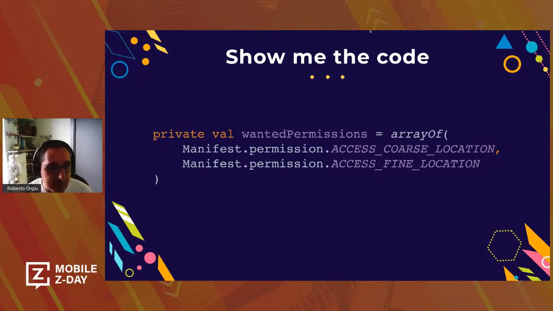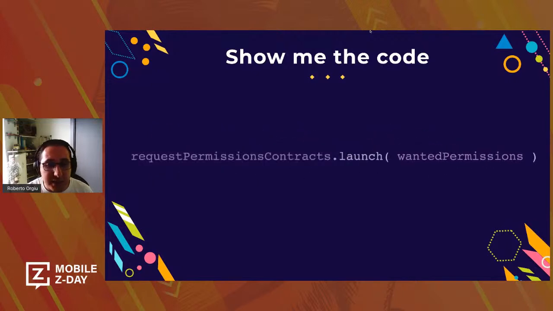Now, once we have our permissions and the logic to request the permissions, what we need to do is simply launching our contract. And that's basically it. We have three pieces of the puzzle: the contract itself, where we explain what we want to do, the permissions that we want, and then we connect them by using the launch function. And whenever the permissions are granted, we get the results back.